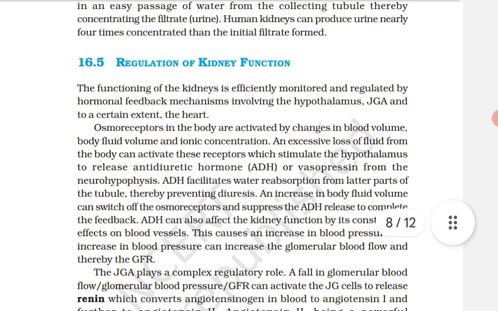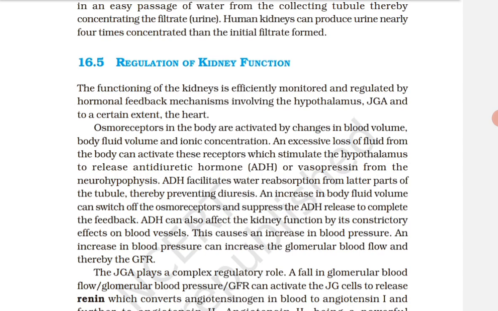Renin converts angiotensinogen in blood to angiotensin first and further to angiotensin second. Angiotensin second being a powerful vasoconstrictor, क्या है? Powerful vasoconstrictor. Angiotensin second increases the glomerular blood pressure and thereby the GFR. उतर गया दिमाग में?